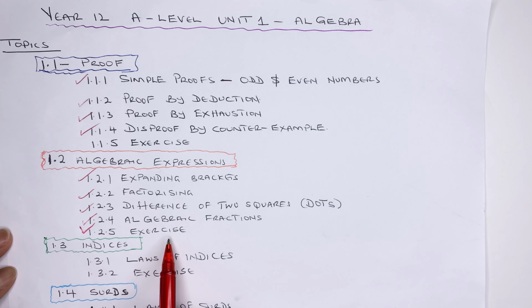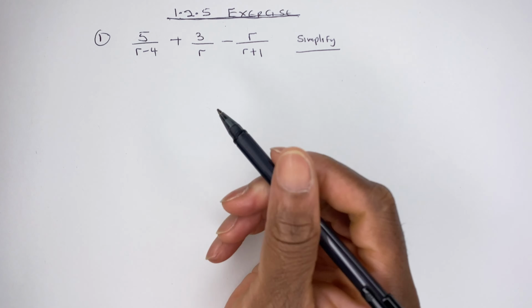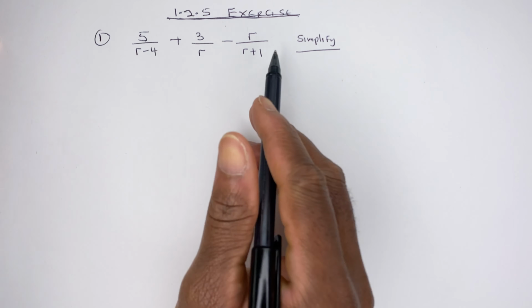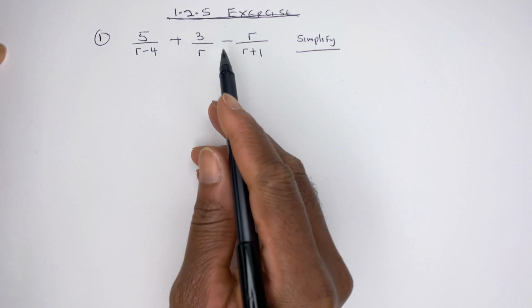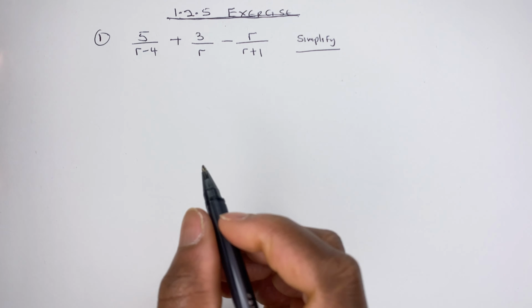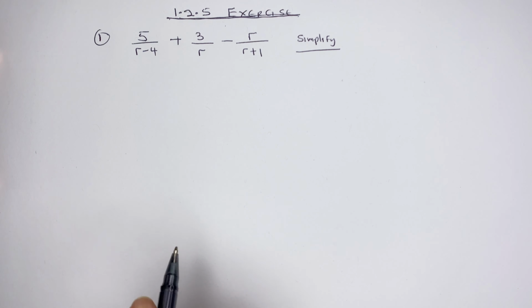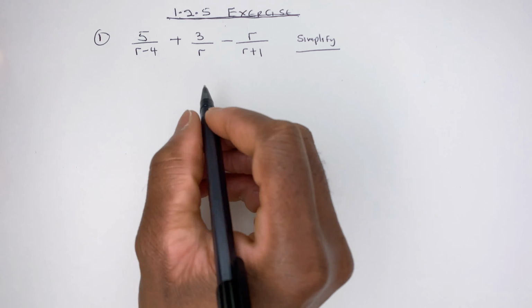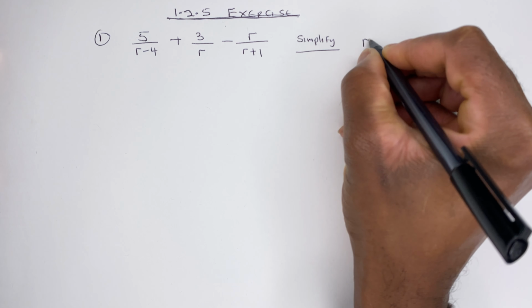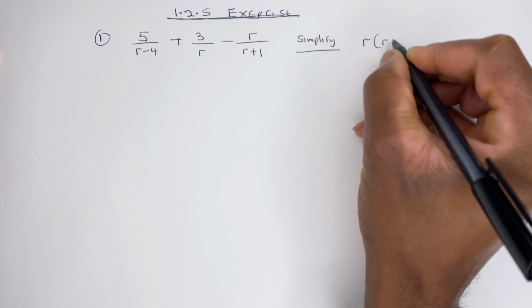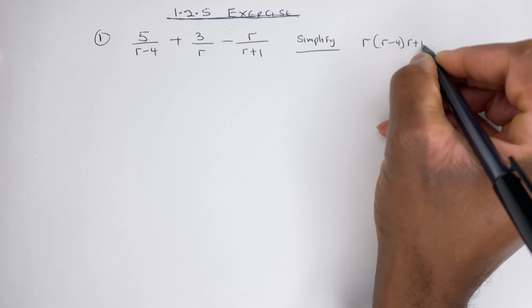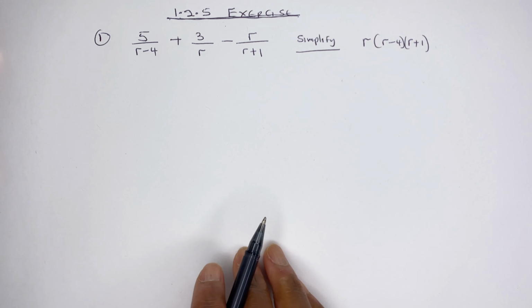Exercise 1.25, Exercise 1. We need to simplify these fractions, additions and subtractions. The first step is to look for a common denominator, and the common denominator in this case will be r into bracket r minus 4, r plus 1. So that will be the common denominator.